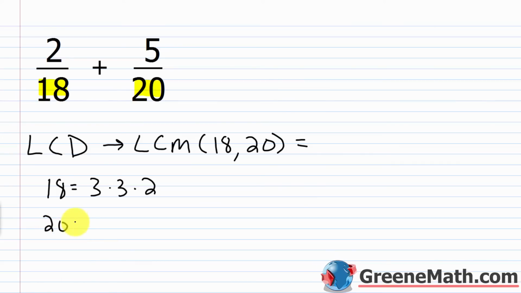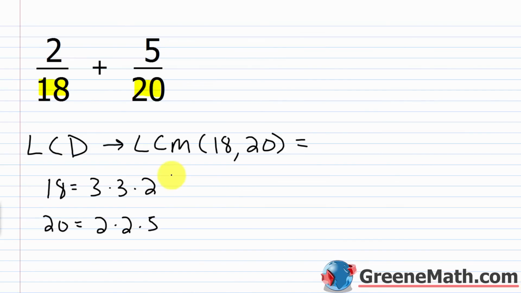For 20, think about that as 4 times 5. 4 is 2 times 2. So 2 times 2 times 5. So we build the LCM from the prime factorizations. Basically, every prime factor from every prime factorization is going to go in. It's just when you have something that's common to both, you're only going to put in the largest number of repeats between those prime factorizations.